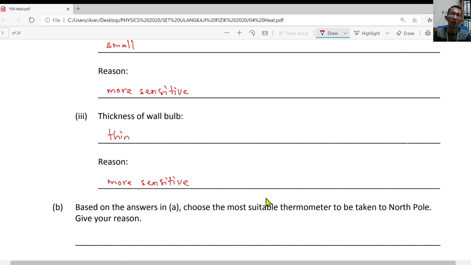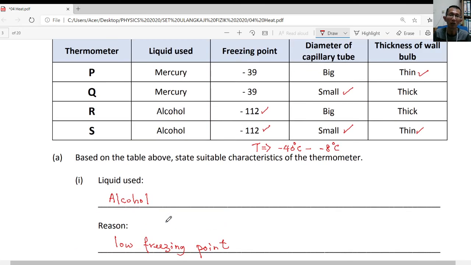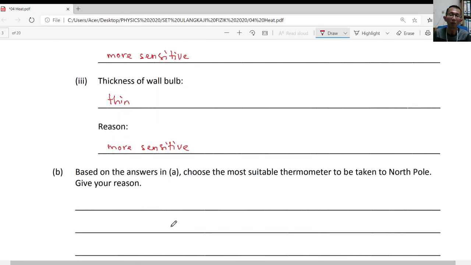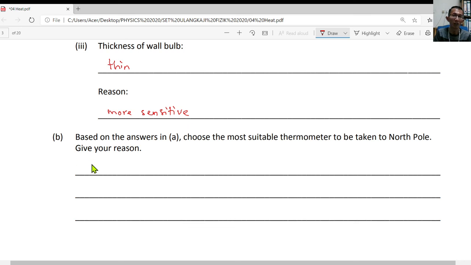Based on your answer in A, choose the most suitable thermometer to be taken to the North Pole and then give your reason. So we go up here to this table. P, I only have one tick. Q, I have one tick. R, I also have one tick. And then S, I have three ticks. So which one are we going to choose? Definitely S, right? So to answer these questions, we will write S is chosen.